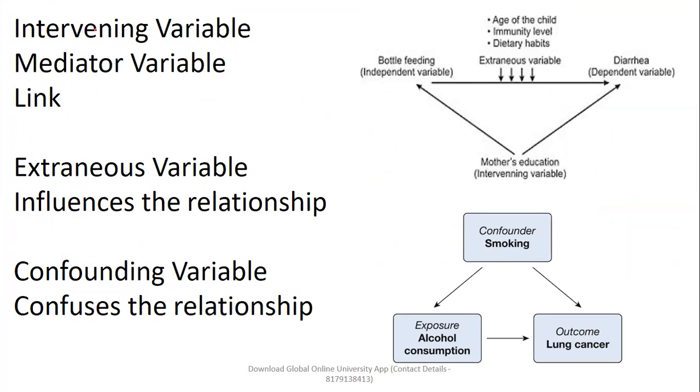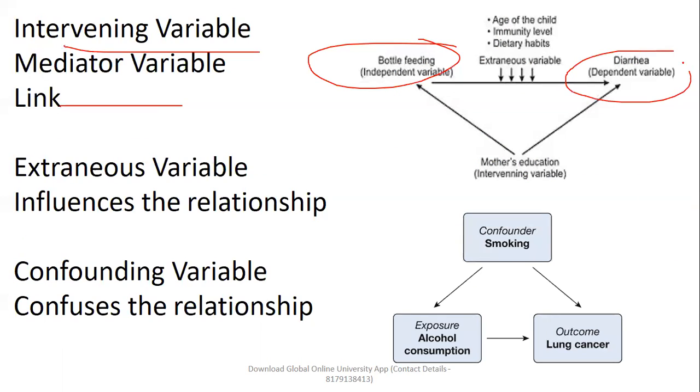Apart from this, there are some other variables also, like the intervening variable. It is called a link variable, or mediator. For example, if you're talking about bottle feeding and the child is getting affected, so feeding is the independent variable, but if something goes wrong over here, the effect will be on the health of the child. That is the dependent variable. So mother's education with respect to the hygiene part plays the role of the mediator, that is, the intervening variable.